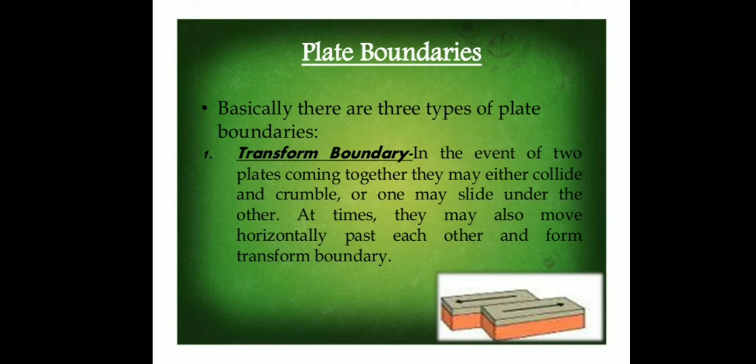Now we have plate boundaries. Now, what are plate boundaries? Basically, there are three types of plate boundaries. First, transform boundary. In the event of two plates coming together, here what they are saying is, when in the process of movement of plates, two plates come together and they collide, crumble, मतलब टकराते हैं, एक दूसरे के ऊपर आ जाते हैं, then after that they may also move horizontally at times, pass each other and form transform plates. मतलब एक दूसरे से करीब निकल जाते हैं, एक दूसरे से टकराते हैं या हॉरिजॉन्टली एक दूसरे के ऊपर से चले जाते हैं. तो उसके कारण बीच में जो बाउंड्रीज बनती हैं, दरारें बनती हैं, उसे कहते हैं ट्रांसफॉर्म बाउंड्री.